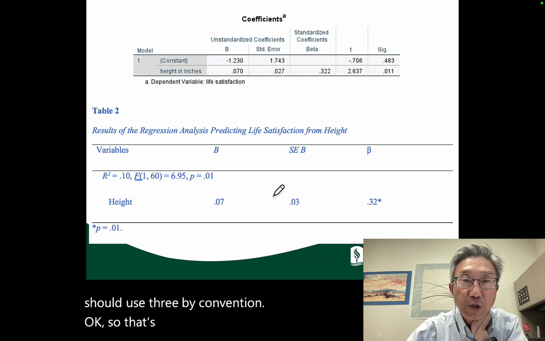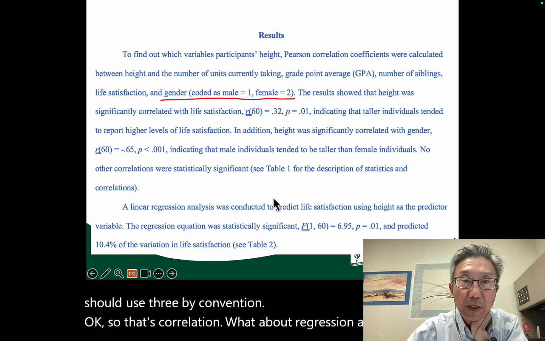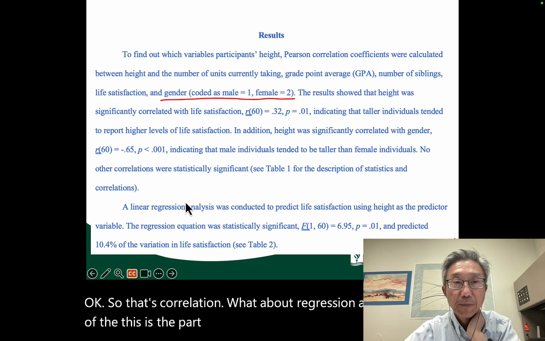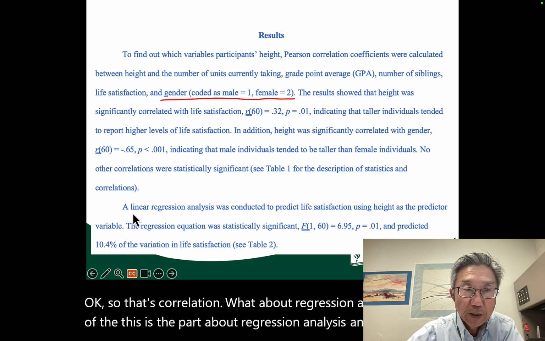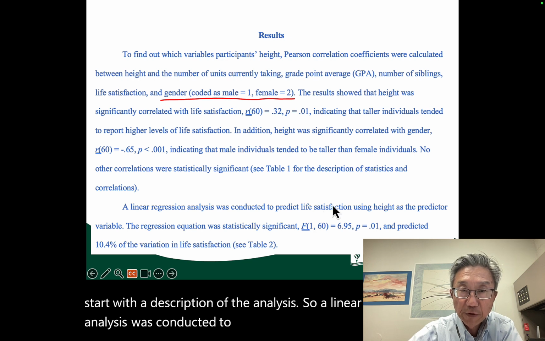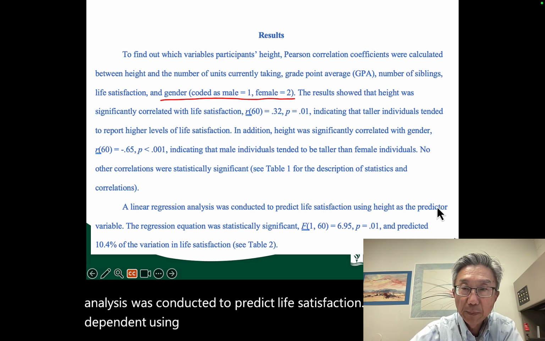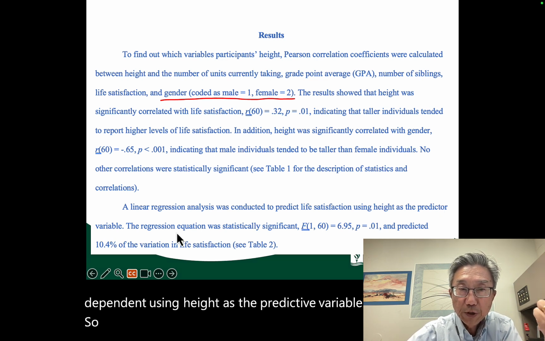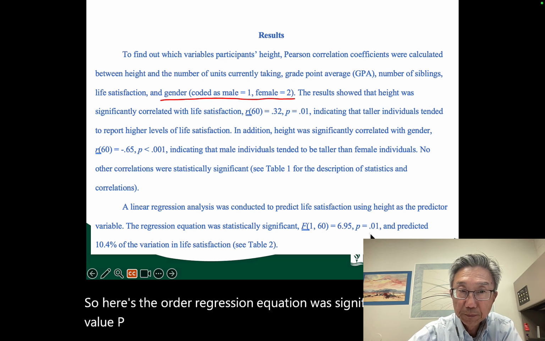What about the regression analysis? This is the part of our regression analysis. Again, you start with a description of the analysis. A linear regression analysis was conducted to predict life satisfaction, the dependent variable, using height as the predictive variable. So here's the order. The regression equation was significant. This is the F value and p value.